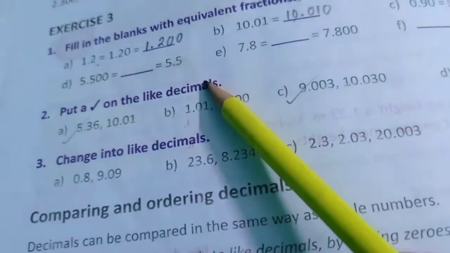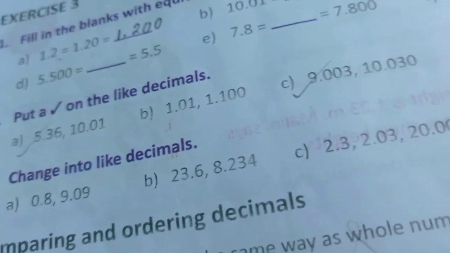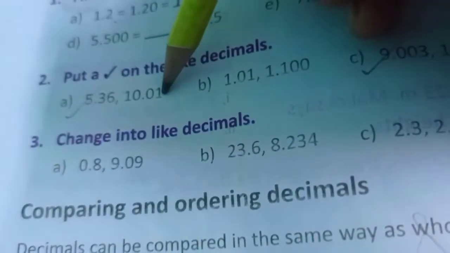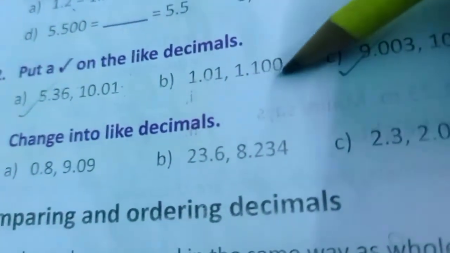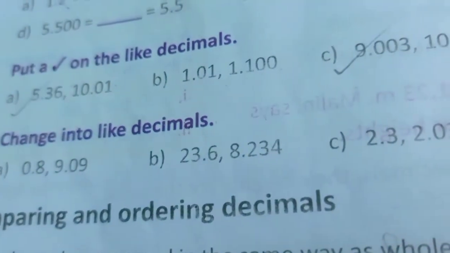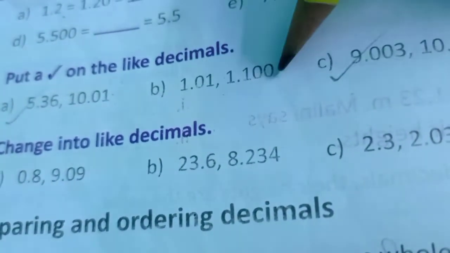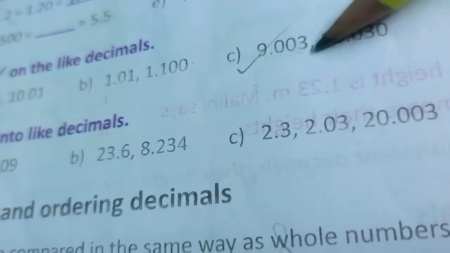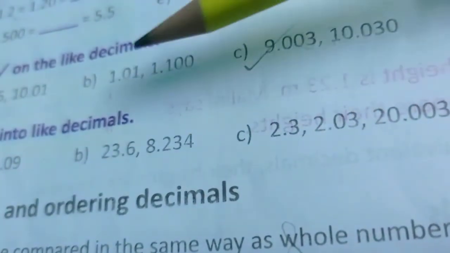Now go to the next question. Put a tick on the like decimal. When will it be like decimal? When they have the same decimal place. So you can see here 2 decimal place, here also 2 decimal place, so it is a like decimal, you give a tick. In case of B, why it's not a like decimal, it's an unlike decimal, because it has 2 decimal place but here 3 decimal place. But in this question you see after this one 3 numbers are there, that means 3 decimal place, this is also 3 decimal place, so it is a like decimal.